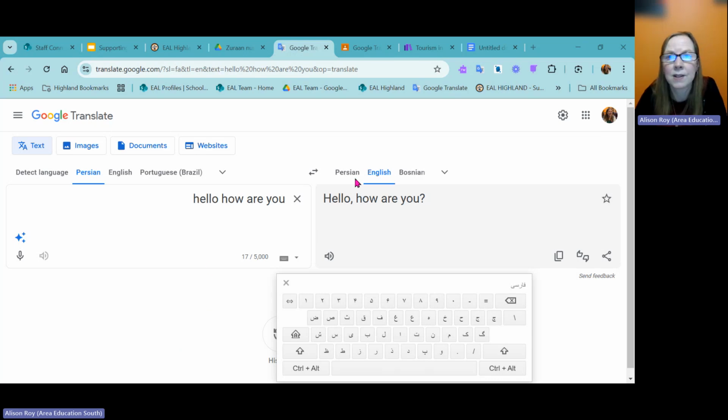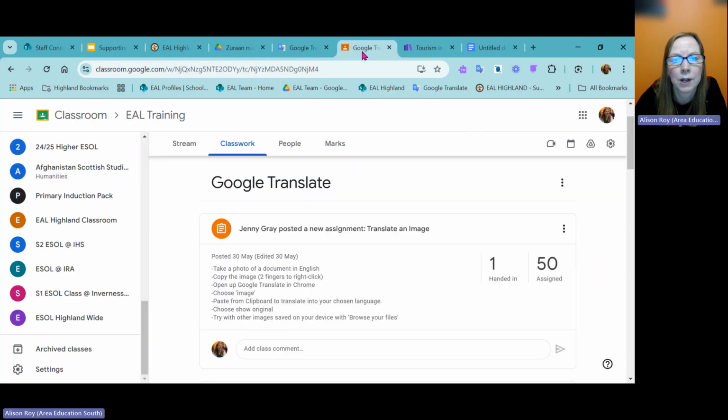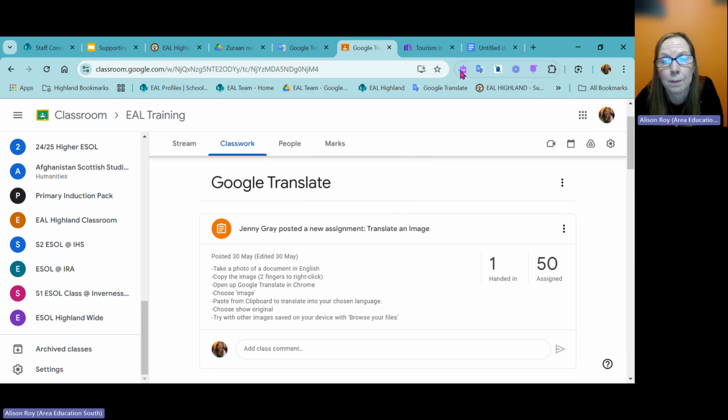Okay, so the website's the first thing. And then the other tool that we've got with Google Translate is the Google Translate extension. So I'm going to go into a class just to show you how that works. You'll find the Google Translate extension if you go to the jigsaw, that's where all your extensions are. I think a little black jigsaw-type piece. And if you don't see the Google Translate extension, you can pin it and then it will appear up in the top toolbar up here.